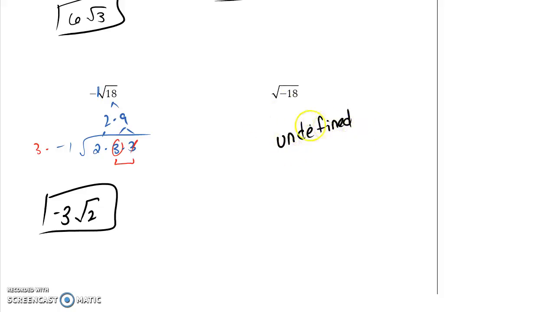In Algebra 2, you will learn a lot more about that negative inside, and you'll actually find ways to simplify this. For the time being, we will call anything with a negative inside your square root undefined.